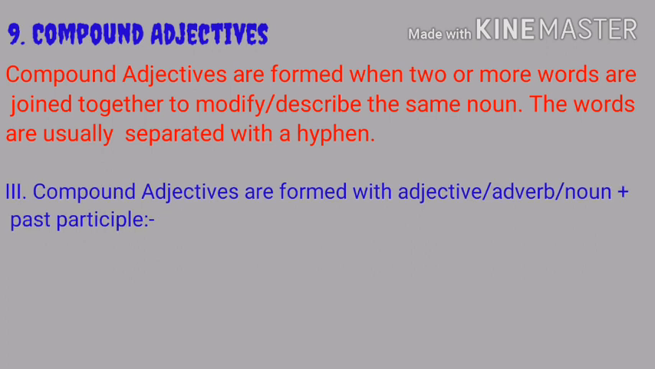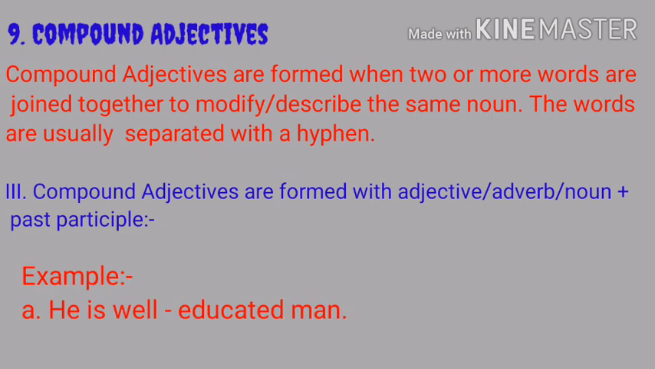Thirdly, compound adjectives are formed with adjective or adverb or noun plus past participle. For example, he is well-educated man. In this sentence, the words well is adjective and educated is past participle, which are separated with a hyphen, and they modify or describe noun man.